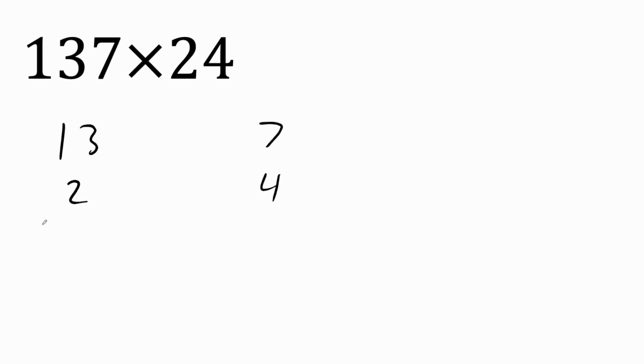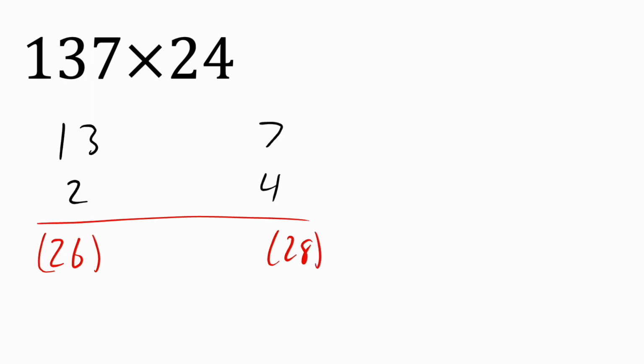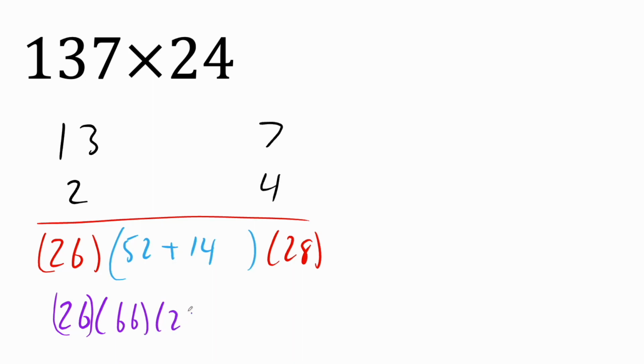So now we'll do our vertical and crosswise. So 13 times 2, we're multiplying it, we're going to get 26. Let's put our parentheses. 7 times 4, we're going to get 28, parentheses. And in the middle, we do our crosswise. So 13 times 4 will give us 52. 2 times 7 is going to give us 14. And so we have 26, parentheses, 52 plus 14 will give us 66, and then 28.